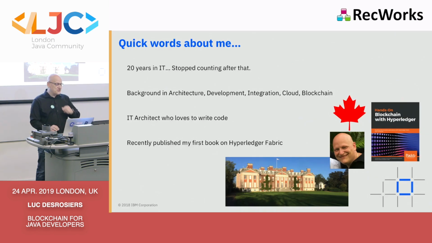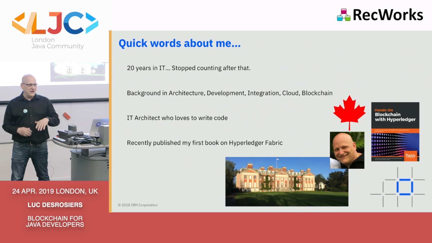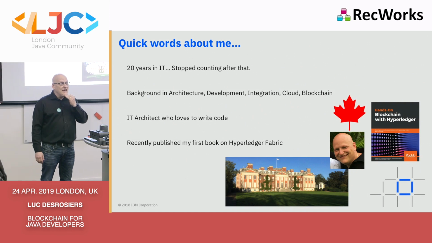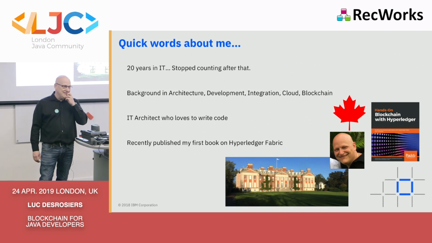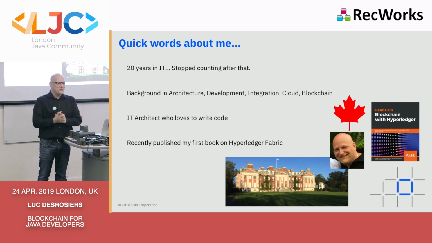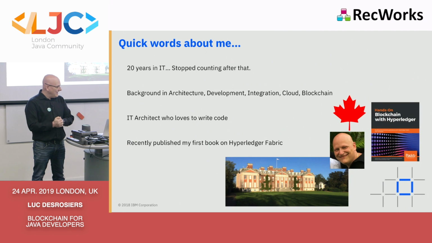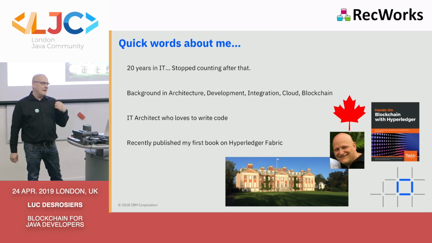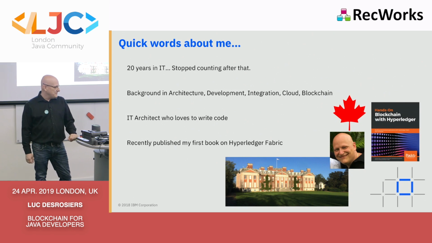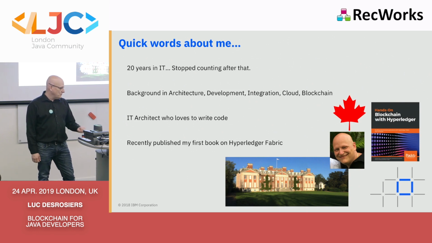So I guess I'll just start with a bit about me. I've been in IT for over 20 years, but I just decided to stop counting after that. Originally from Canada, in the last 3 years I decided to move to the UK because I thought the old continent was much more interesting than chopping wood. I'm working in Hursley in Hampshire, part of the Hursley lab of IBM, and I've recently written a book on Hyperledger Fabric. Essentially that's the implementation of blockchain I'm going to be talking to you about today.